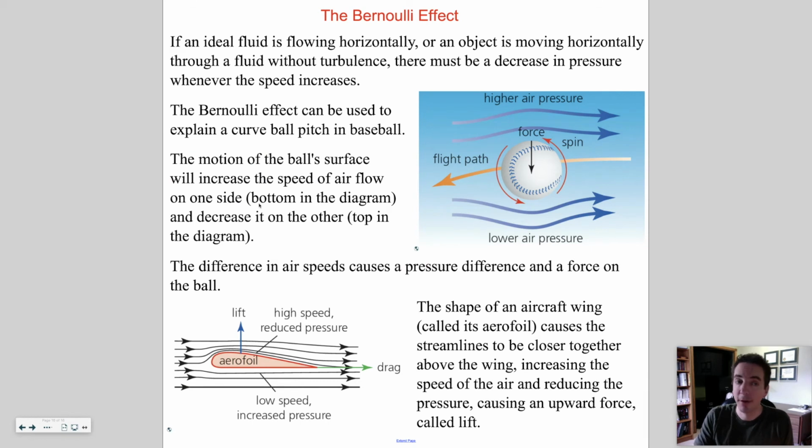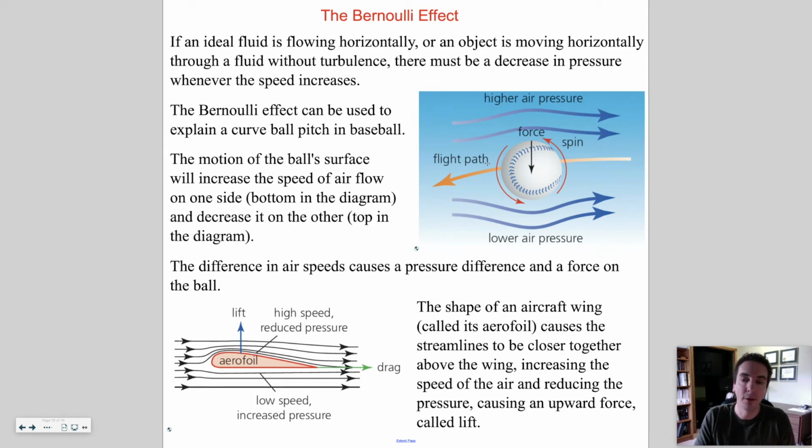The Bernoulli effect. If an ideal fluid is flowing horizontally, or an object is moving horizontally through a fluid without turbulence, there must be a decrease in pressure wherever the speed increases. So this has to do with airplane wings and curved balls and stuff like that. So the Bernoulli effect can be used to explain a curveball pitch in baseball.